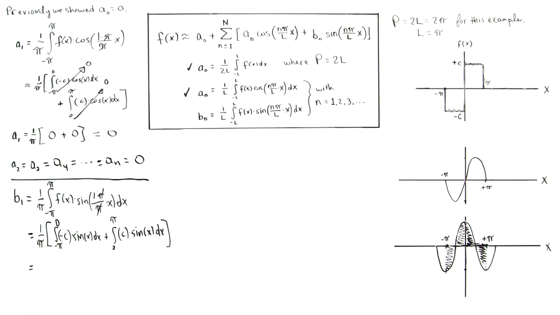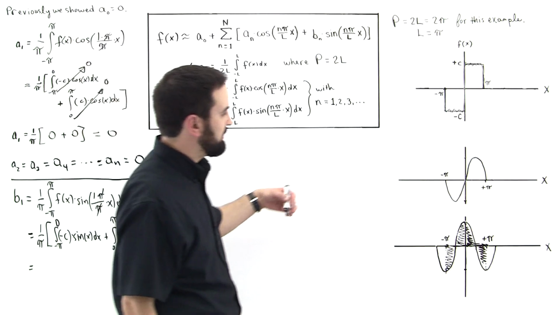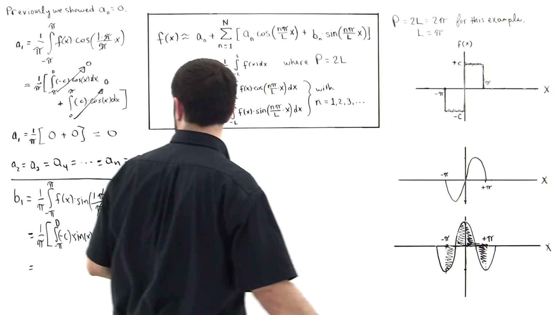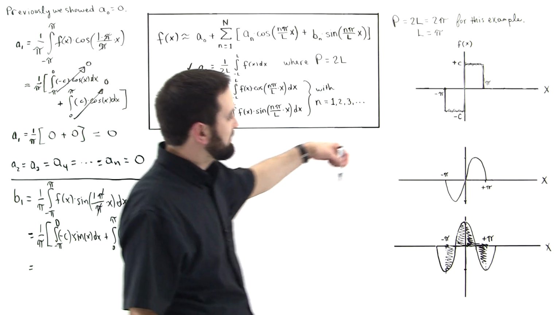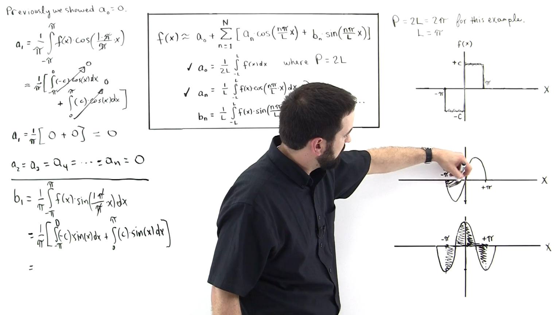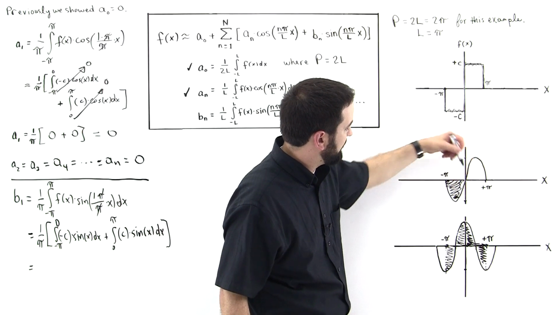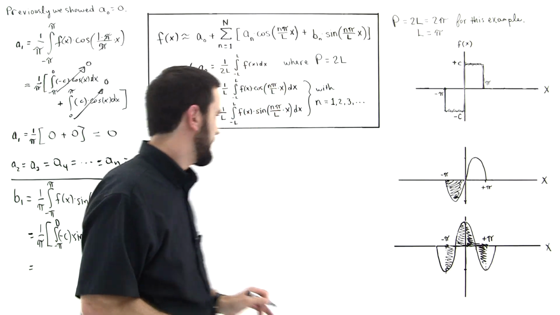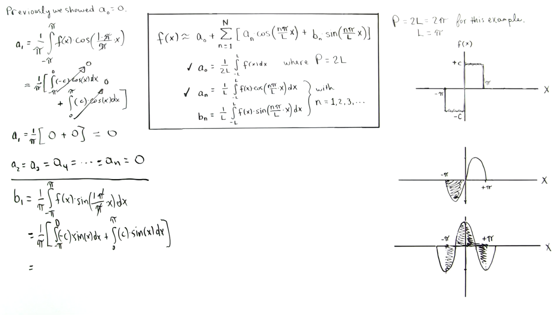From negative pi to 0, take a look at the function. From negative pi to 0, this is just the sine of x. So from here to here, we have a negative area. And that number comes out to be 2. So what we have is this. We have 1 over pi, we have negative c. This thing factored out in front right here. Negative c, and that whole integral comes out to be negative 2. Right? Because it's below the x-axis.